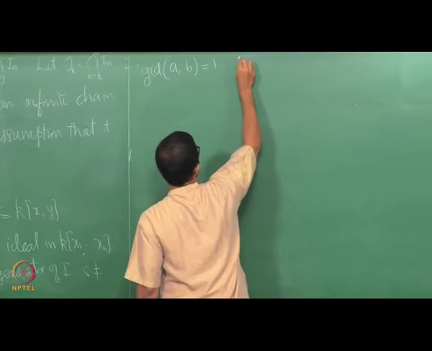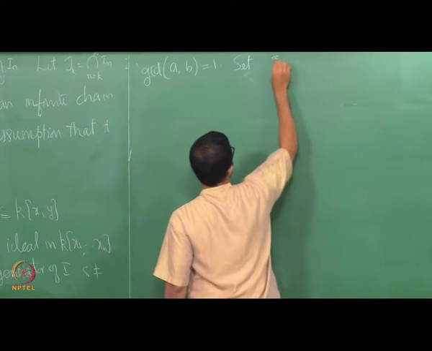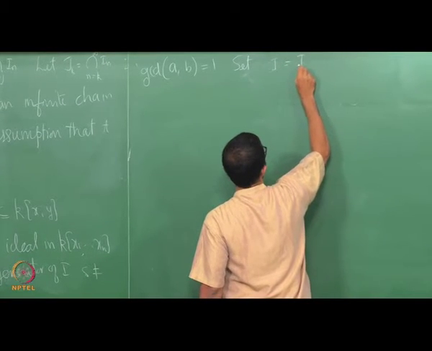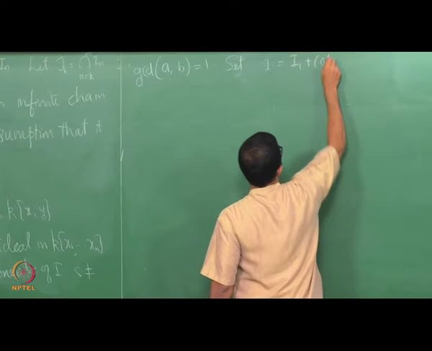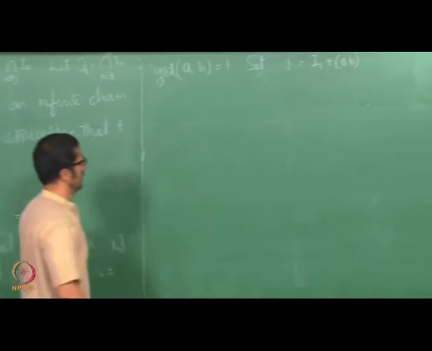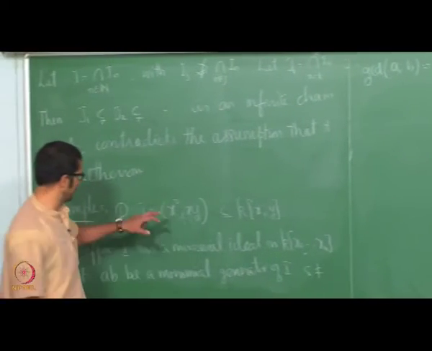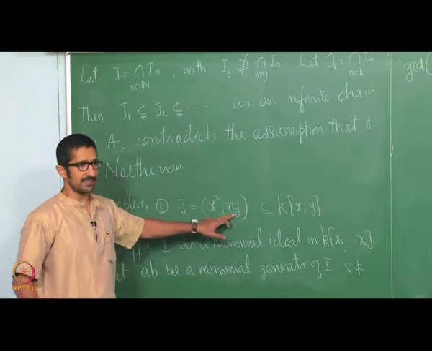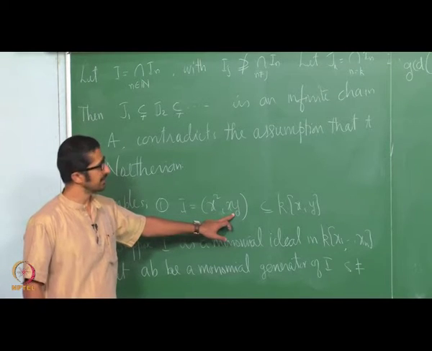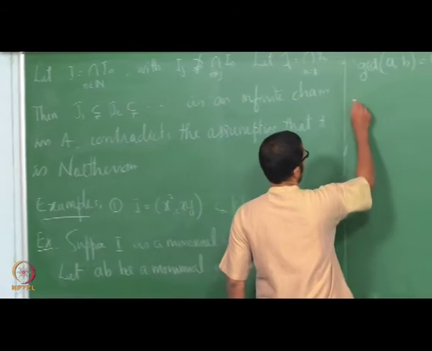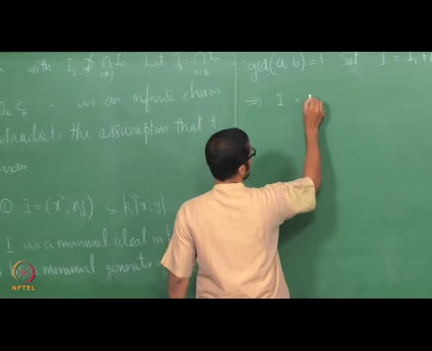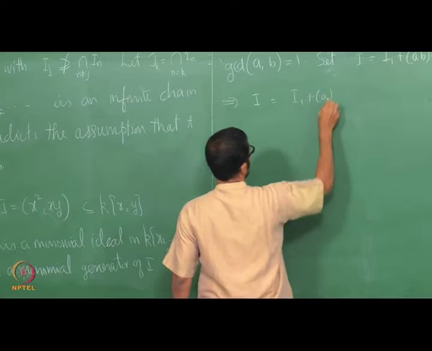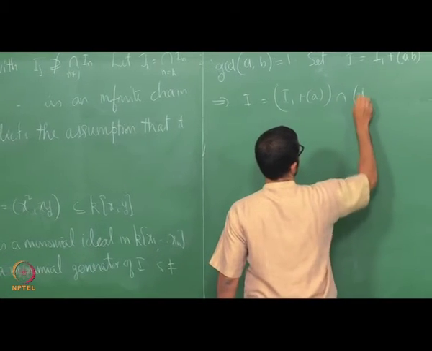Then set I1 equal to the ideal without the generator AB, so AB is a generator. I can write it as, for example, this one, I can write it as the ideal generated by x square plus the ideal generated by xy. Then I is equal to (I1 plus A) intersection (I1 plus B).